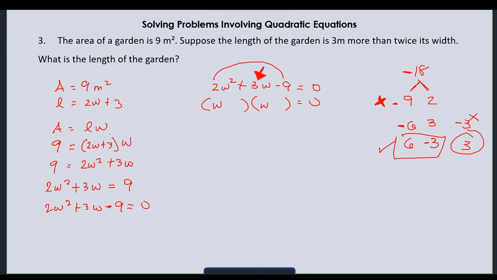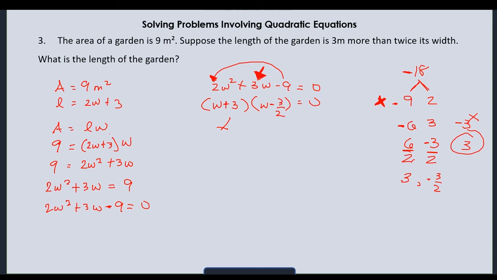But look here, we have 2 in our quadratic term. So meaning we need to divide our factors by 2. So before we continue, let's erase this one. So this is divided by 2. This will give me 3. And then the other one is negative 3 over 2. So that will be written here as W plus 3. Then the other one is W minus 3 over 2.